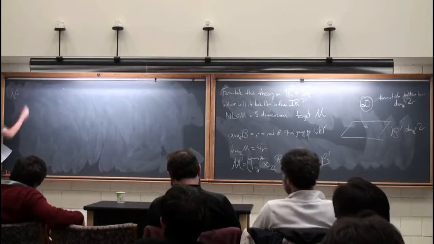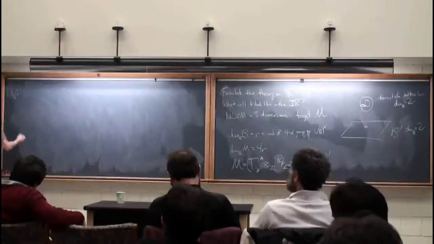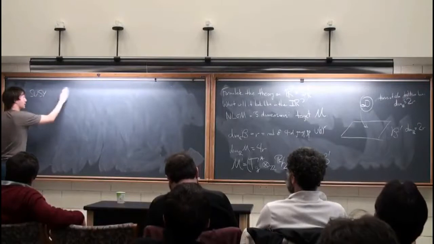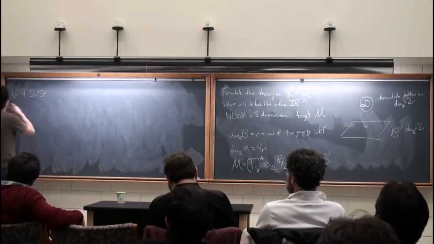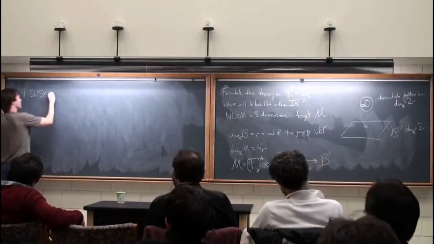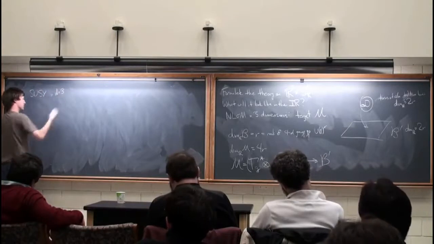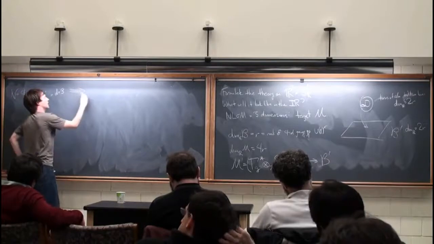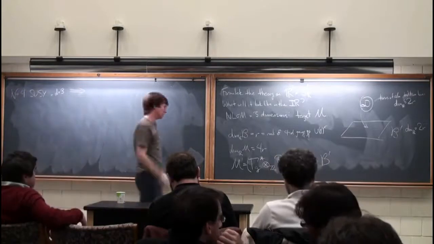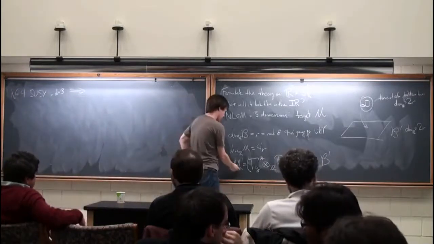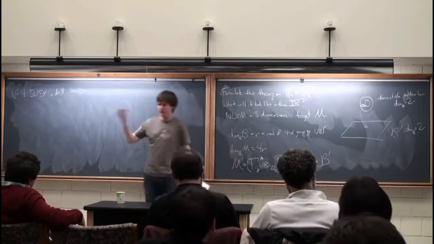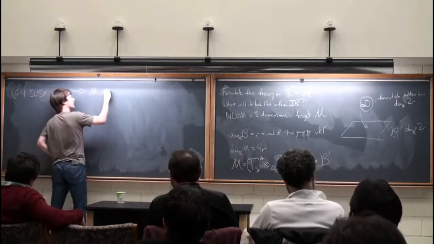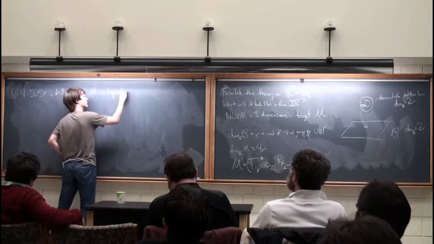Because the theory had N=2 supersymmetry in 4 dimensions, so N=4 supercharges, after you compactify it on the circle, it has N=4 supersymmetry in 3 dimensions. That implies that the metric on the target space is actually hyperkähler.